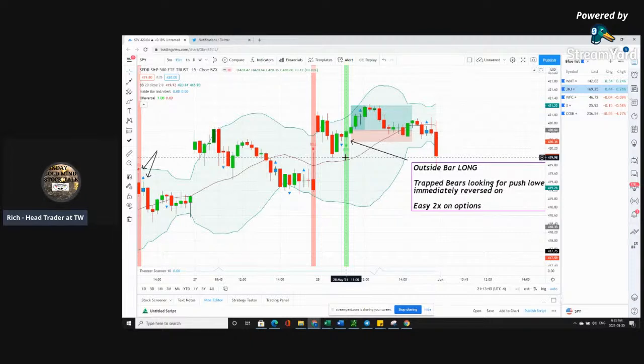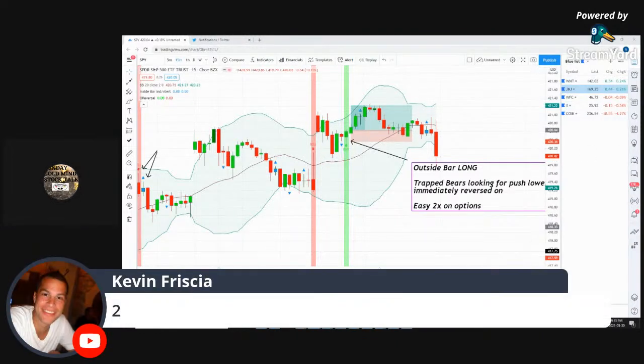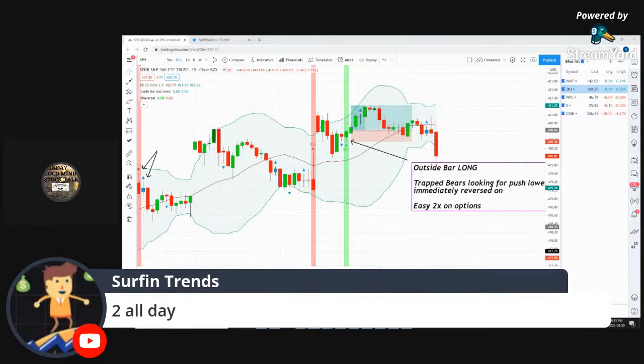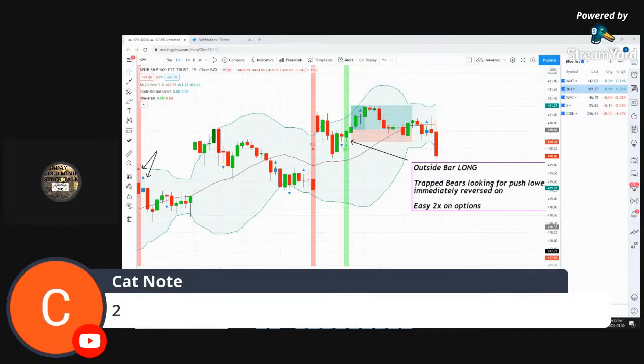So we got a 2 from Bill. Let me show some of your names up here. We got Bill in here. We got Kevin in here. We got Surfing Trends in here. We got Stefan in here. We got Daniel in here. We got Chris. Beautiful, beautiful. Exactly, guys. Exactly. Rizwan is here. B Gotti is here, the legend.